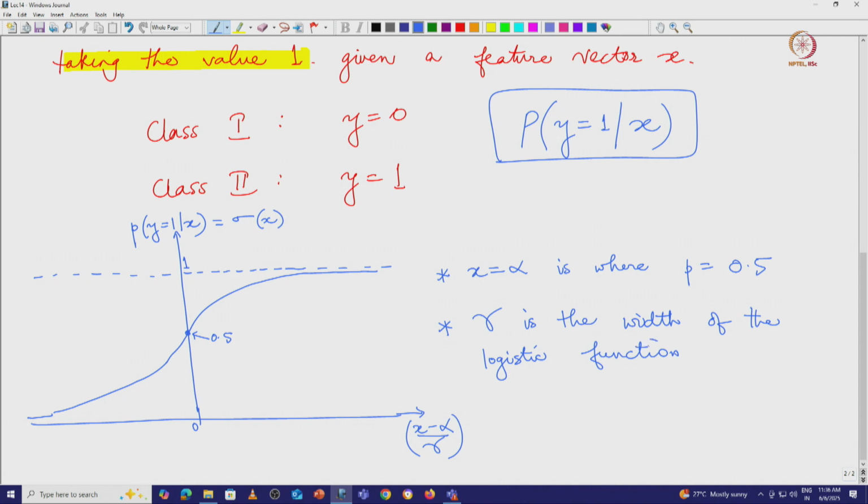So, if you have a larger width there is a more gradual change from 0 to 1, and if you have a smaller width then there will be a more abrupt change from 0 to 1, right. Now, this logistic function belongs to a class of functions which are called sigmoids, right.